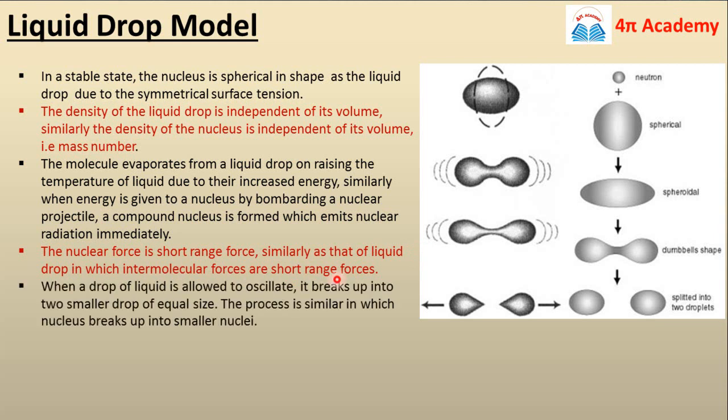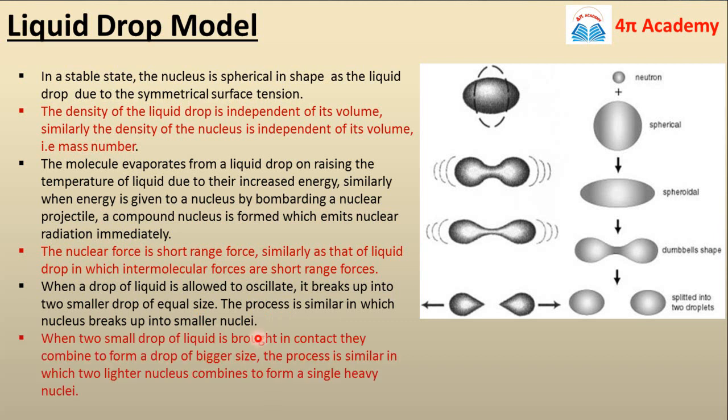If the liquid drop oscillates, due to any reason, then it breaks up into two smaller drops of equal size. The process is almost similar to the nucleus breaking up into smaller nuclei. Now we can also discuss another property common between these two: if we have two small drops of liquid and bring them in contact with each other, finally they combine together and form a bigger drop, like nuclear fusion.